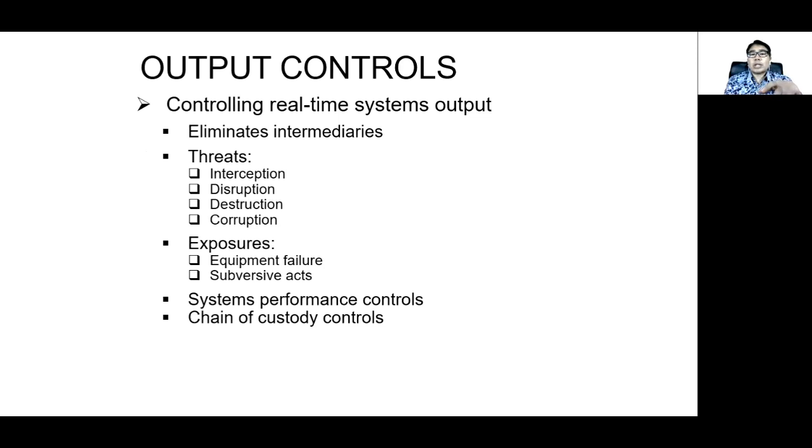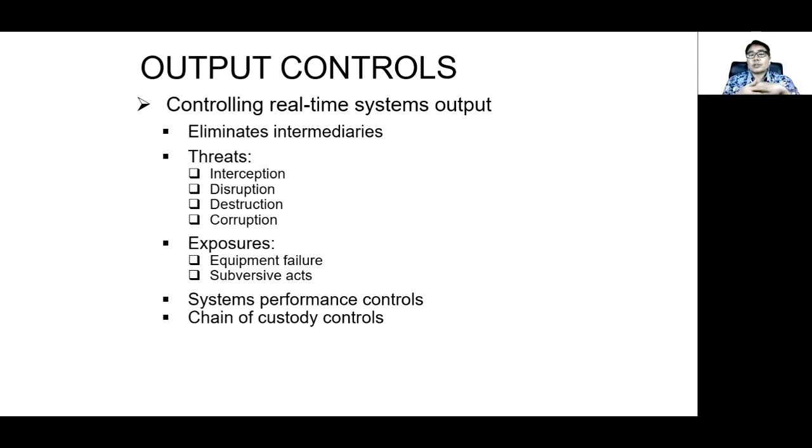Well, basically, we have a couple types of control. The system performance control is where you have to make sure the real-time system output is actually produced frequently and on time and in real time. Yeah, so it performed well.